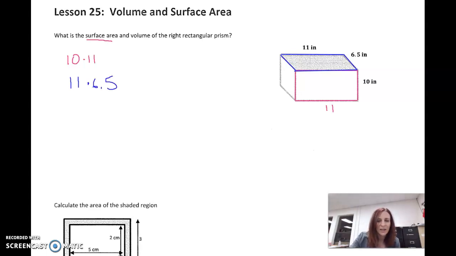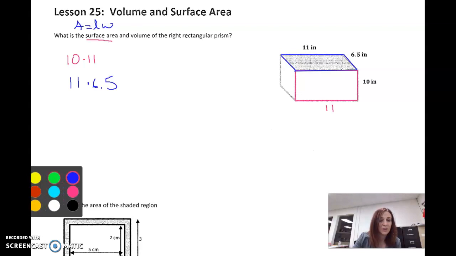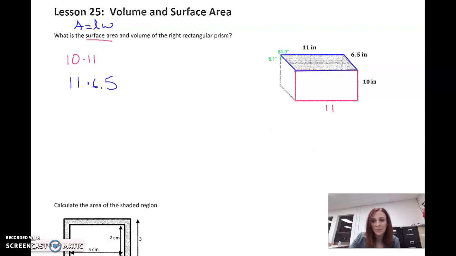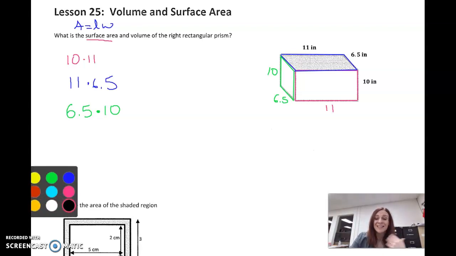Now again, guys, for surface area, I'm using the idea that area is length times width in a rectangle. Then I have my sides, right? If we look at our sides here, this is going to be 6.5, and its height here is 10. So to find the area, I'm going to go 6.5 times 10, or 10 times 6.5, it doesn't matter. Now notice I didn't figure things out, because I want to take it to the next step.